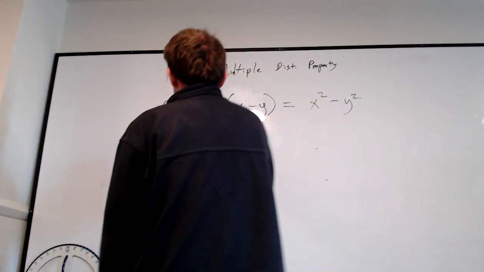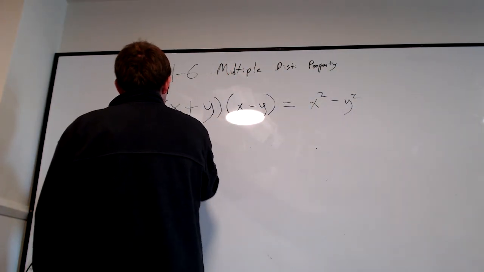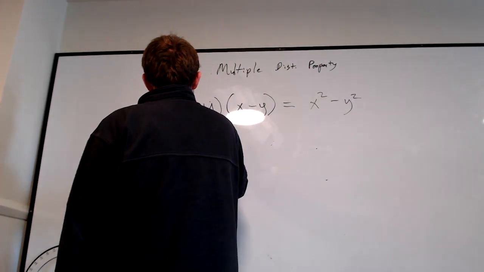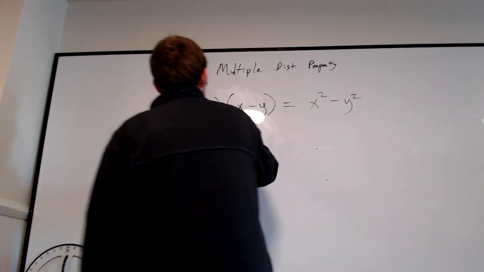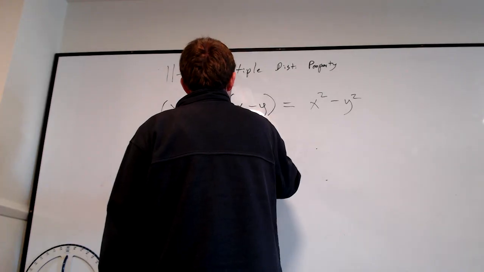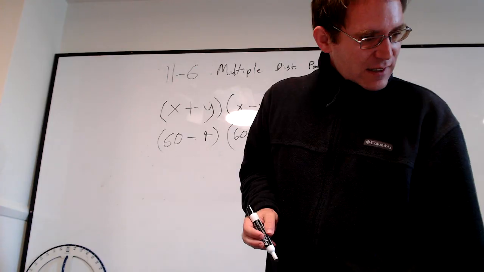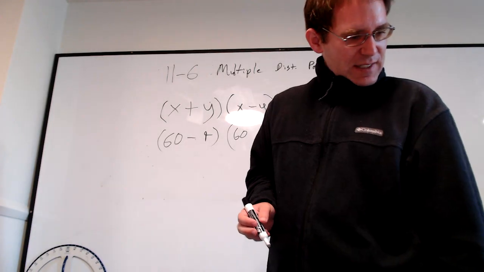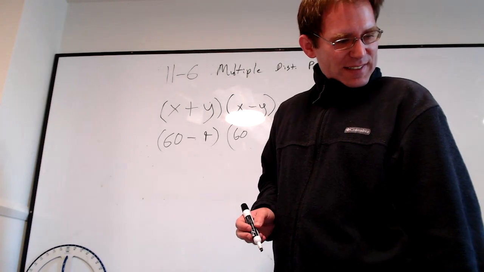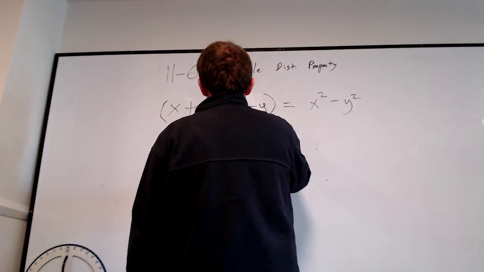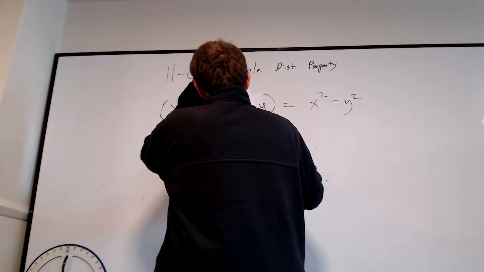So if we have 60 minus 4 times 60 plus 4, what am I doing? You mean 60 plus 4 and 60 minus 4? Yeah. Is it the same answer? This would be more consistent with what we're showing up above.